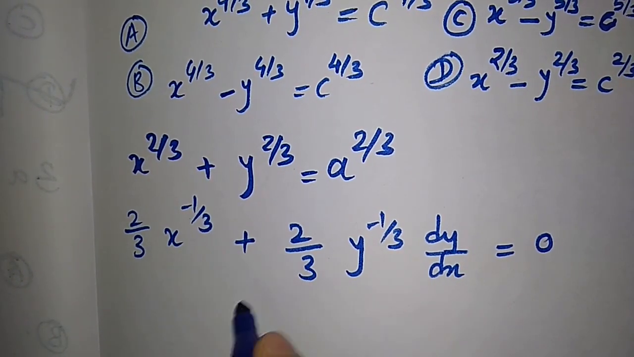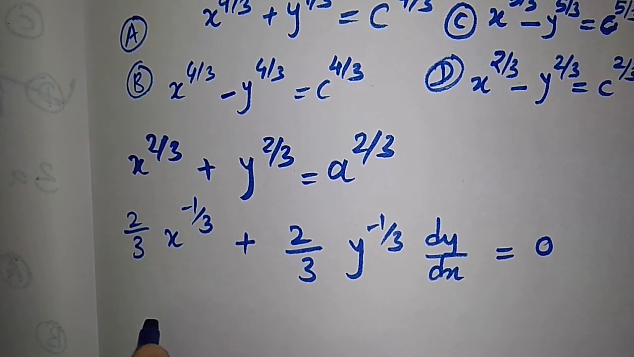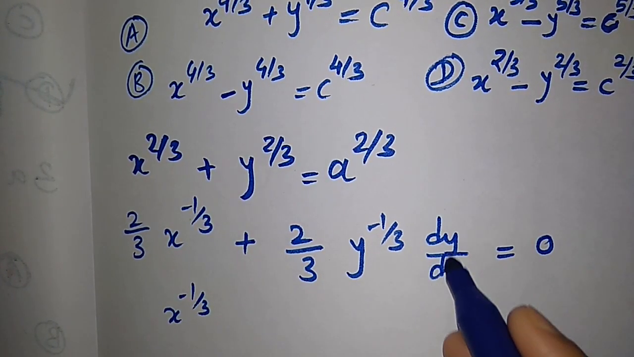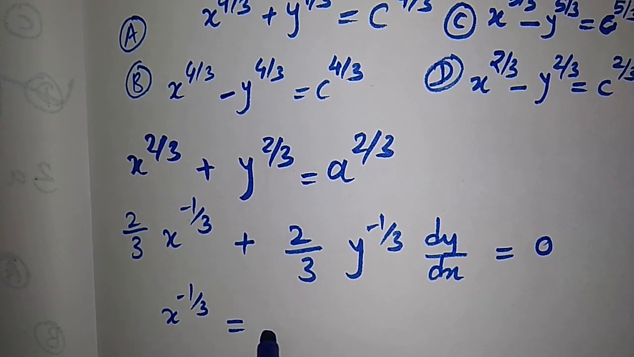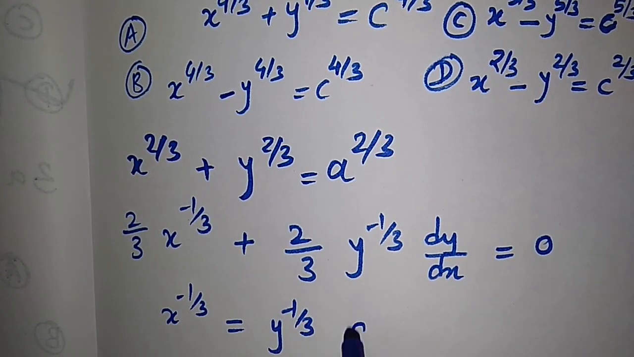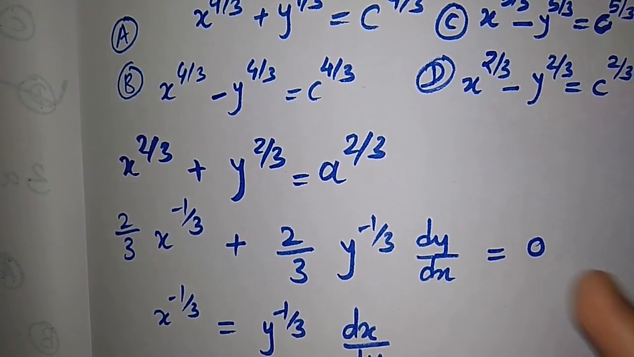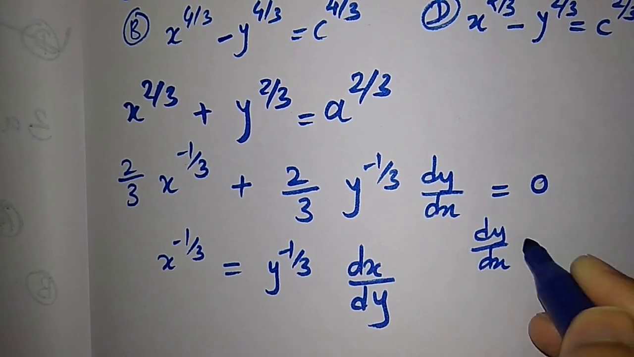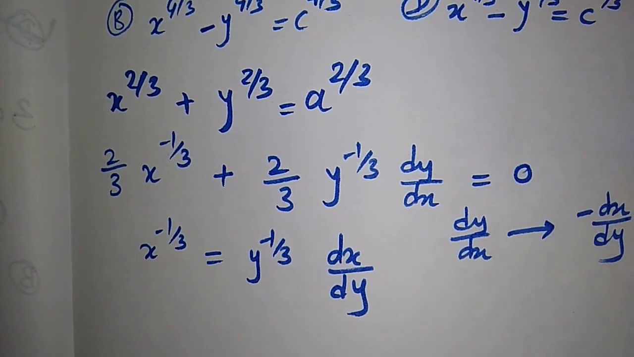Now 2/3 will get cancelled from both the sides, and so this is just equal to x raised to minus 1/3, and you just replace here dy/dx by minus dx/dy and take it to the right hand side. So this is just equal to y raised to minus 1/3 into dx/dy. We are replacing dy/dx by minus dx/dy. So just keep in mind dy/dx to minus dx/dy to find out the orthogonal trajectories.